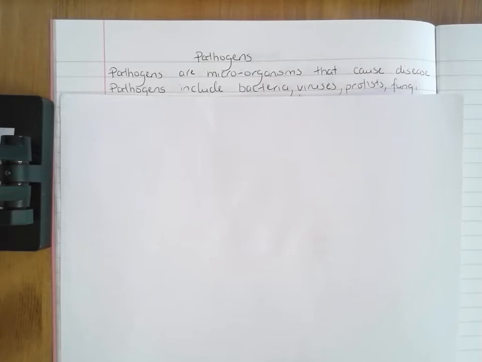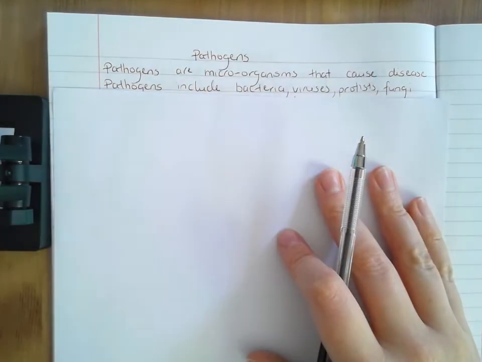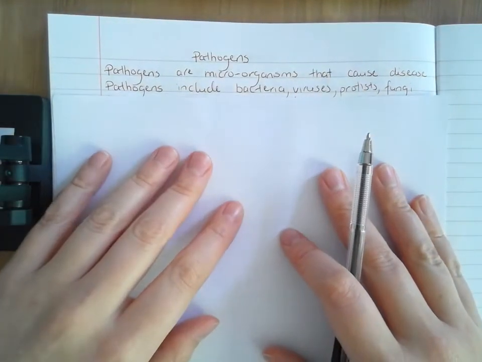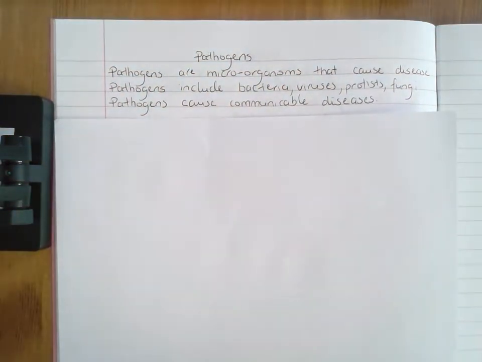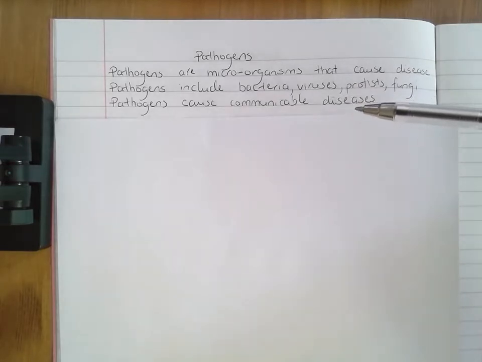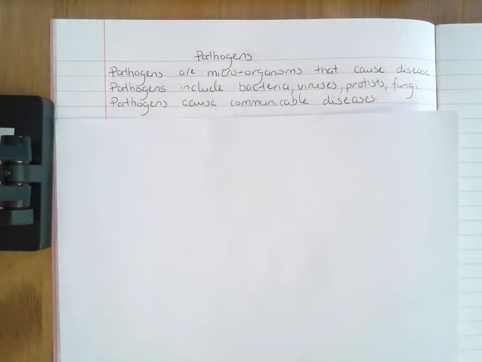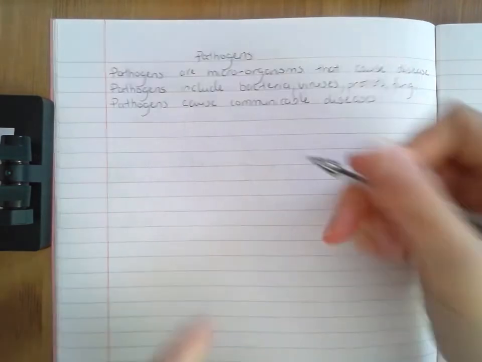Now, you are probably already relatively familiar with bacteria and viruses, but I don't expect you to know anything about protists or fungi. That's what we're going to be looking at in today's lesson. Pathogens cause disease, and the type of disease they cause are communicable diseases. Because pathogens can spread from one person to the next, the diseases they cause can spread from one person to the next. We're going to look at the different pathogens in more detail, starting with bacteria.